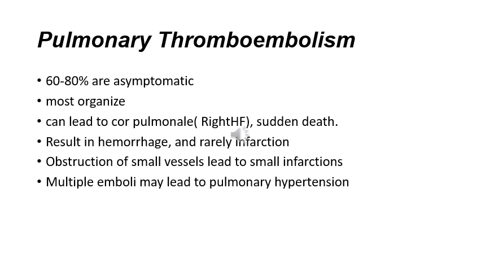So 60 to 80% of these pulmonary thromboembolisms are asymptomatic, and they produce symptoms only if the size increases. Usually these kinds of emboli organize, as I have mentioned in the fate of emboli. So usually pulmonary thromboembolism undergoes organization, and it leads to formation of a scar. Then it can lead to the condition called cor pulmonale, or right heart failure, where the right ventricle fails to work.